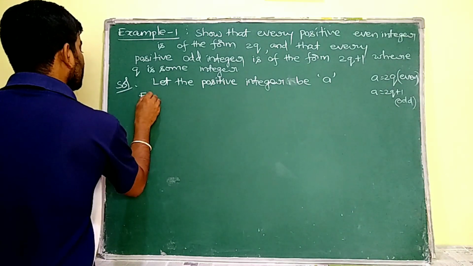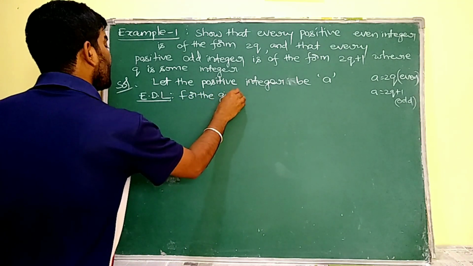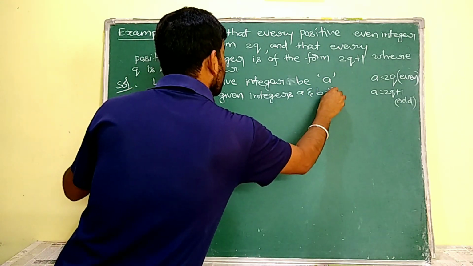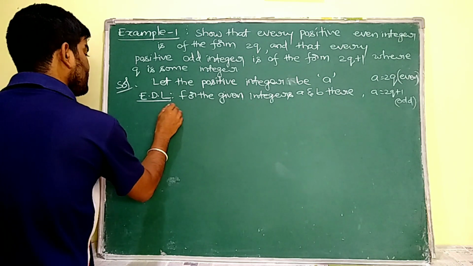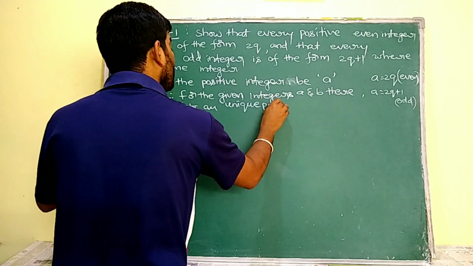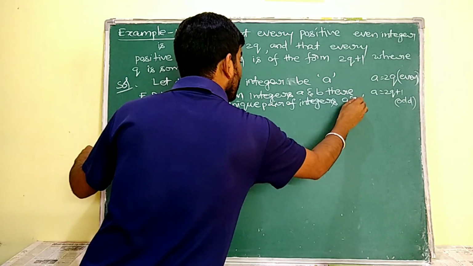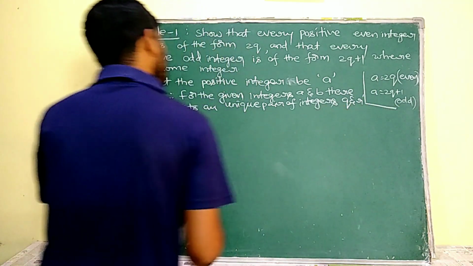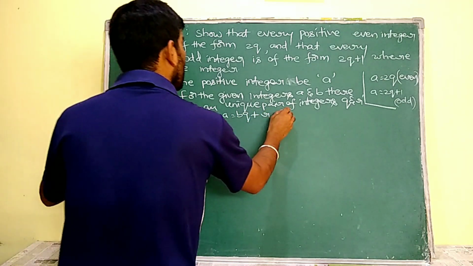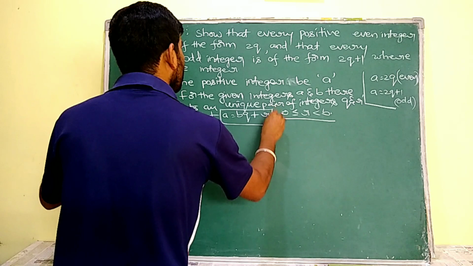Firstly I am going to write the definition. Euclid's division lemma: for given integers a and b, there exists a unique pair of integers q and r such that a is equal to bq plus r, where 0 is less than or equal to r is less than b. This is our Euclid's division lemma.